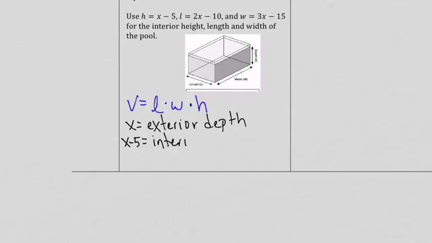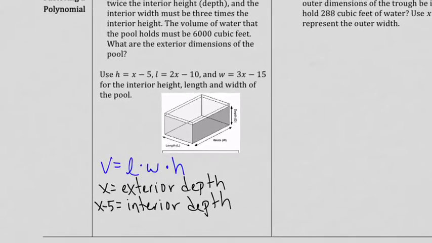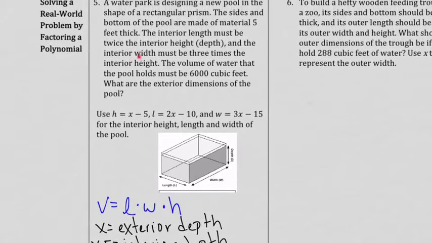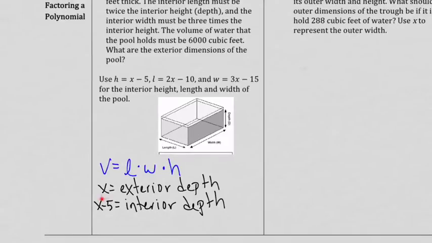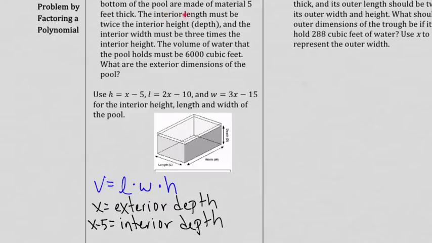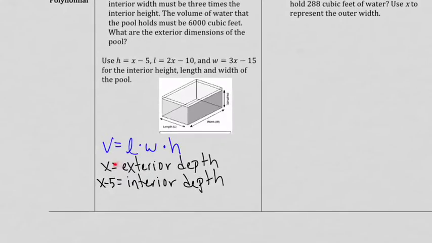Interior depth. So you guys see how they got that for the interior depth or height. Then everything else they got from the information here. It says the interior width must be 3 times the interior height. So the width must be 3 times this. So for the width they took the X minus 5 and multiplied it times 3: 3X minus 15. Also, the interior length must be twice the interior height. So if the interior height is X minus 5, twice that is 2X minus 10. So that's how they got those values for the interior height, length, and width, using X as the exterior depth.